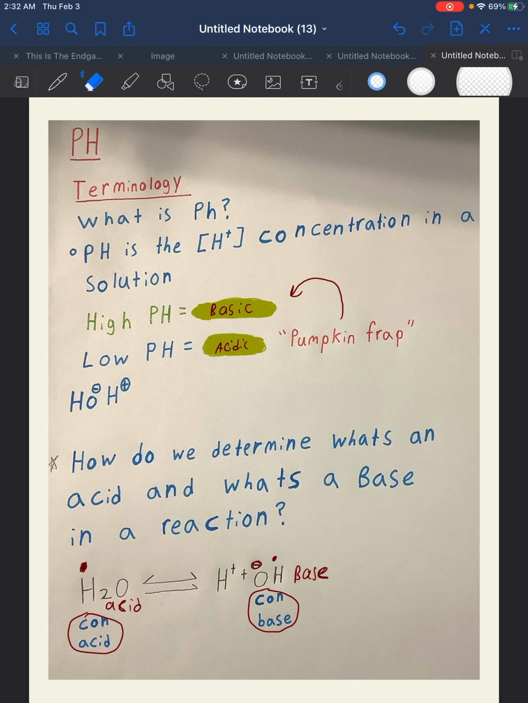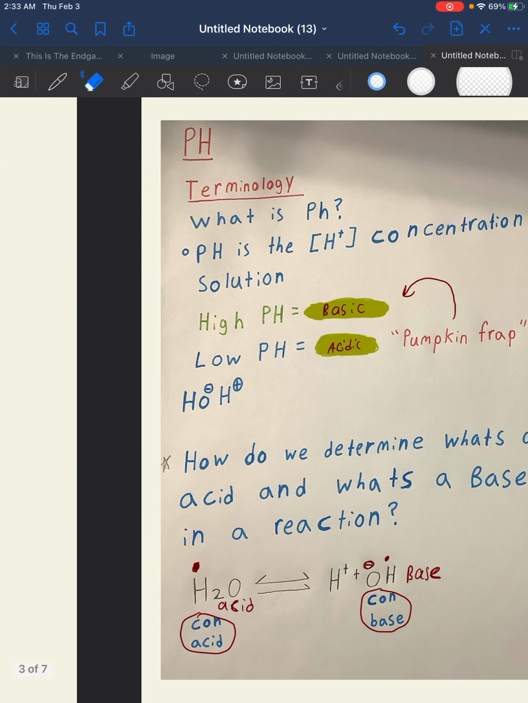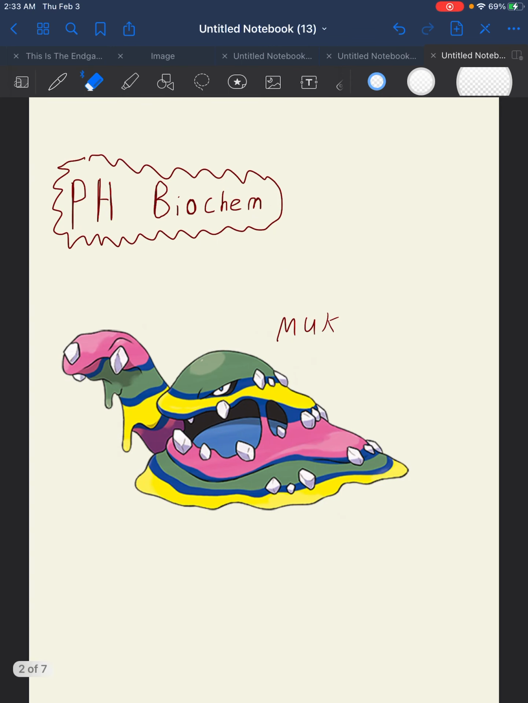What exactly is pH? pH is the H plus concentration in a solution. So the higher your H plus concentration, the more acidic something is. The lower your H plus concentration, the less acidic something is, the more basic it is. So a high pH is going to have a really low H plus concentration. It's going to be basic. A low pH is going to have a really high H plus concentration. It's going to be much more acidic. For high pH, think pumpkin frap. For low pH, think of one of my favorite Pokemon, Muk.